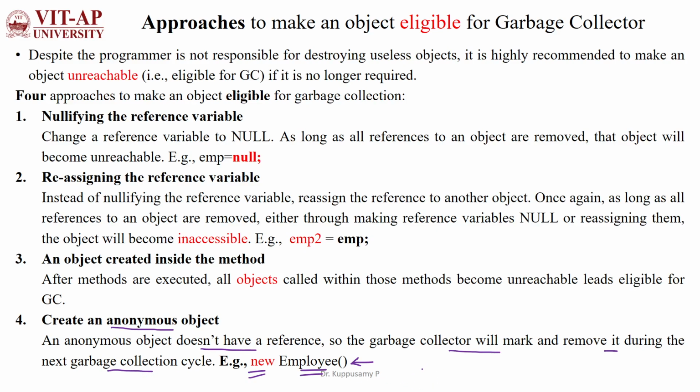So in the next garbage collection cycle, the memory which is allotted for this constructor call will automatically be marked for garbage collection. Okay, that is the thing. So here we are using four kinds of methods to make the object unreachable. Once the object becomes unreachable, we can apply the garbage collection method automatically.